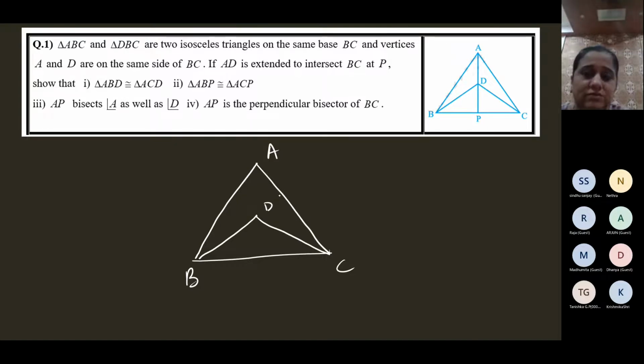Okay, DBC. Now what's given further? This is equal to this. What's further given? If AD is extended, so that means you join A and D and extend it to intersect BC at P. It touches BC at P. With this information, we'll have to show these four results, 1, 2, 3, and 4.